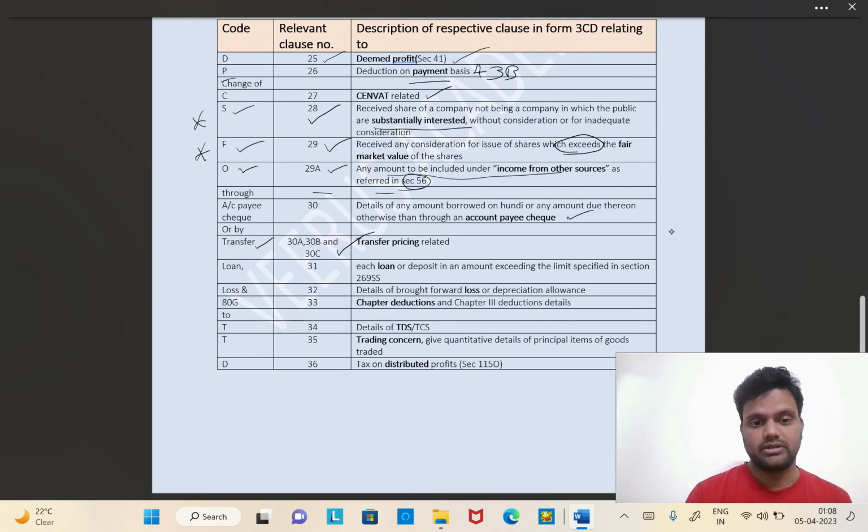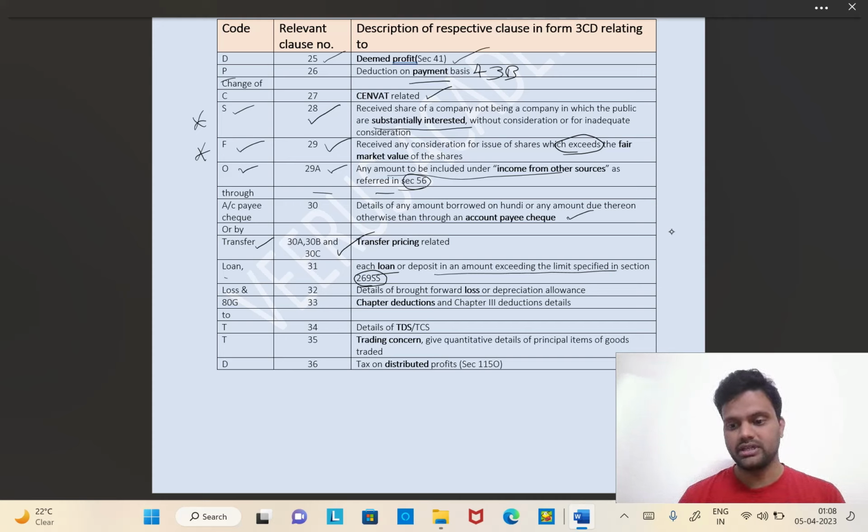Transfer loan. Each loan referred in section 269SS, exceeding the limit specified in section 269SS. Each loan or deposit in an amount exceeding the limit specified in 269SS. Here I am not explaining the clause more because I assume that you have already studied tax audit. That's why I'm not going into much detail of the provision, because this video will go a little lengthy now. So I just cut it short. I'm just telling the highlight of the clause.